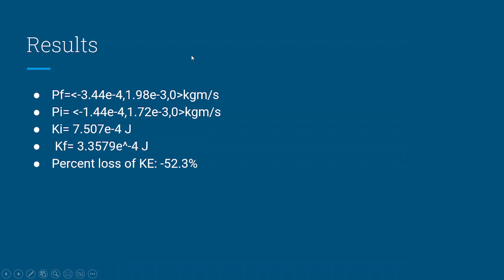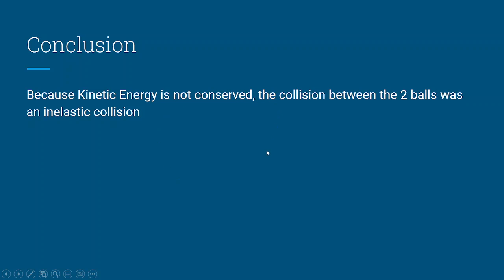My results from this show that the final momentum is equal to this. The initial momentum is equal to this for the ball. And the kinetic energy actually changed, as here's the initial kinetic energy and here's the final kinetic energy. As you can see, 52.3% of the kinetic energy was actually lost. Because of that, we can conclude that this collision is an inelastic collision because the kinetic energy was not conserved between the two balls during the collision.